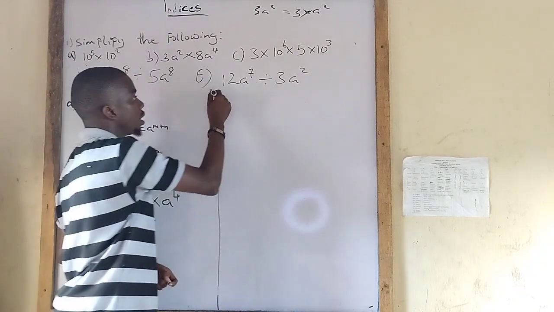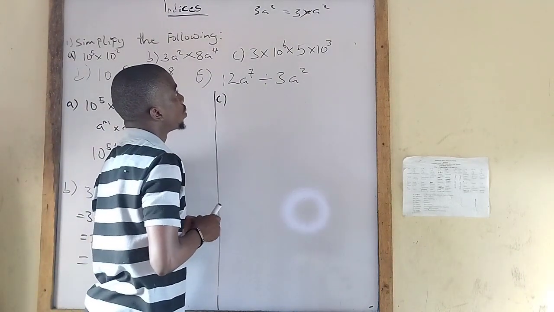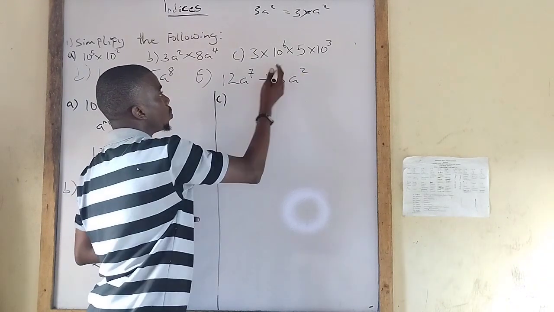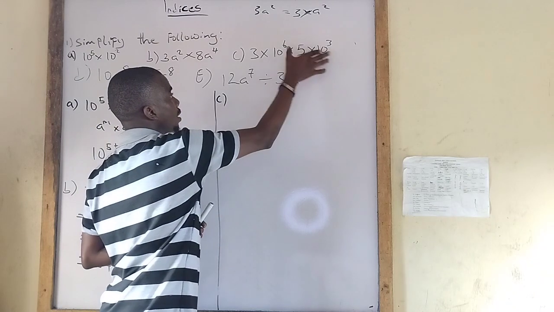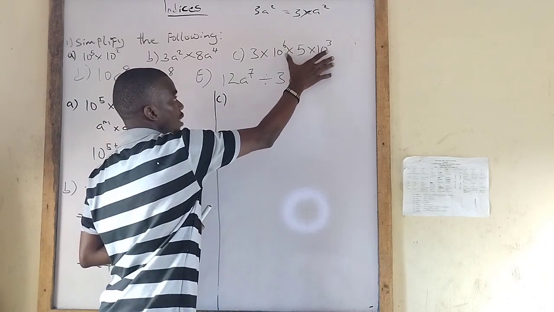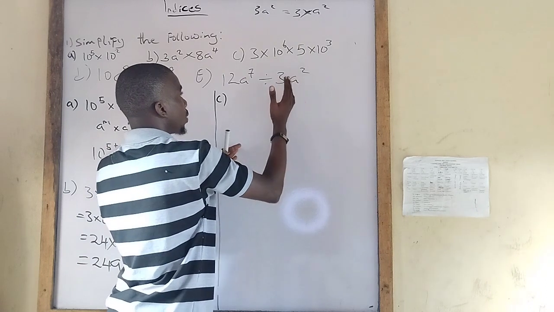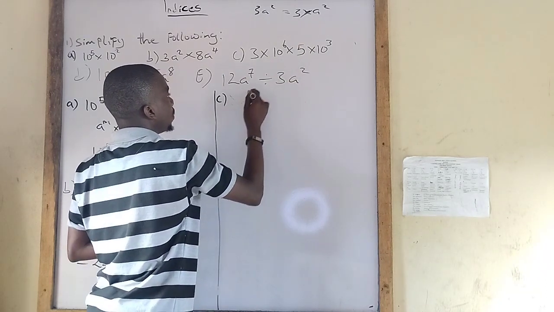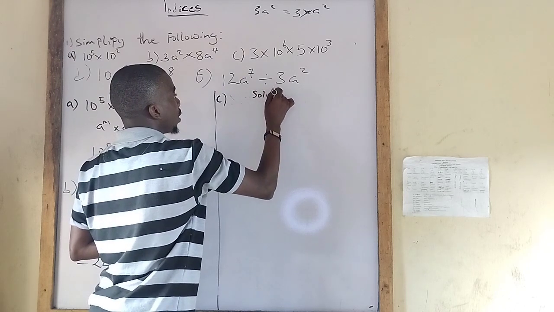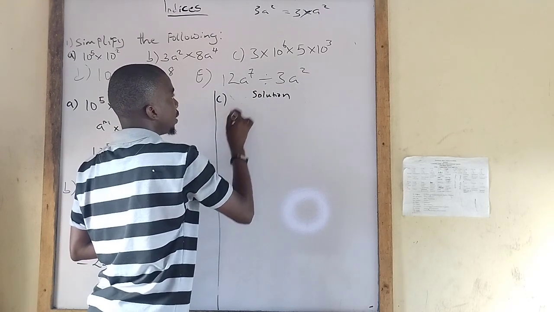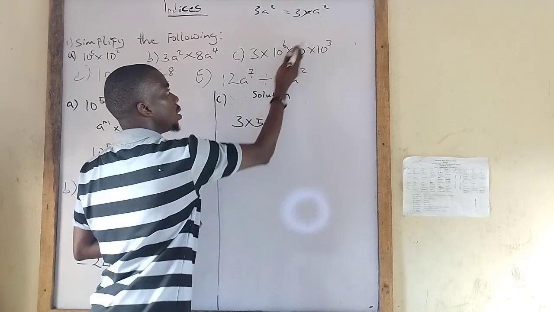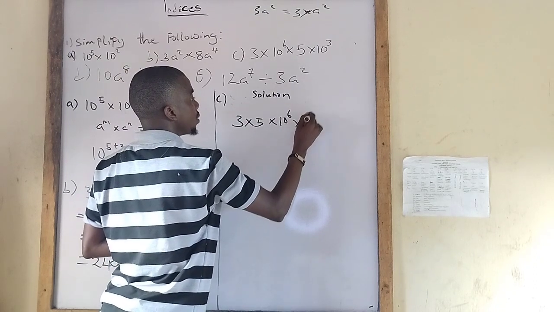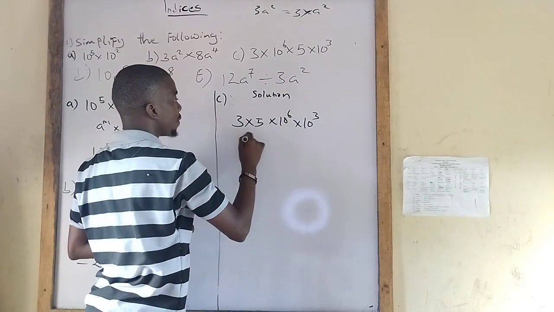All right, we go to the next question. The next question says that we should simplify this expression. So we'll look for a way and take the bases that are identical to one side, so that moving forward we have 3 times 5, times 10 raised to the power of 6 times 10 raised to the power of 3. So we have 3 times 5, 15.